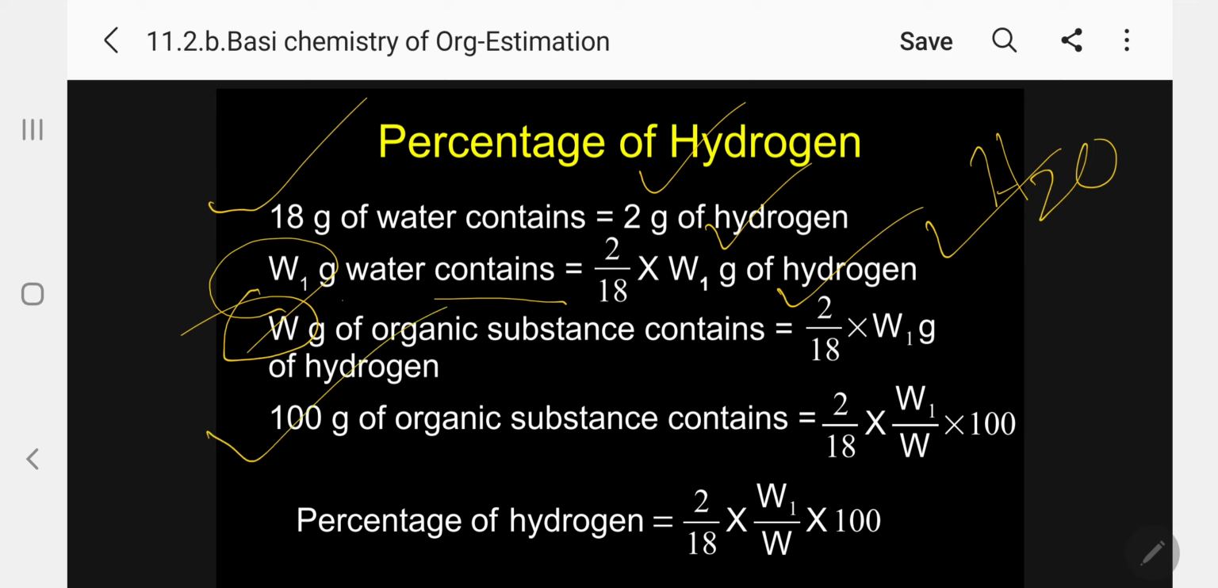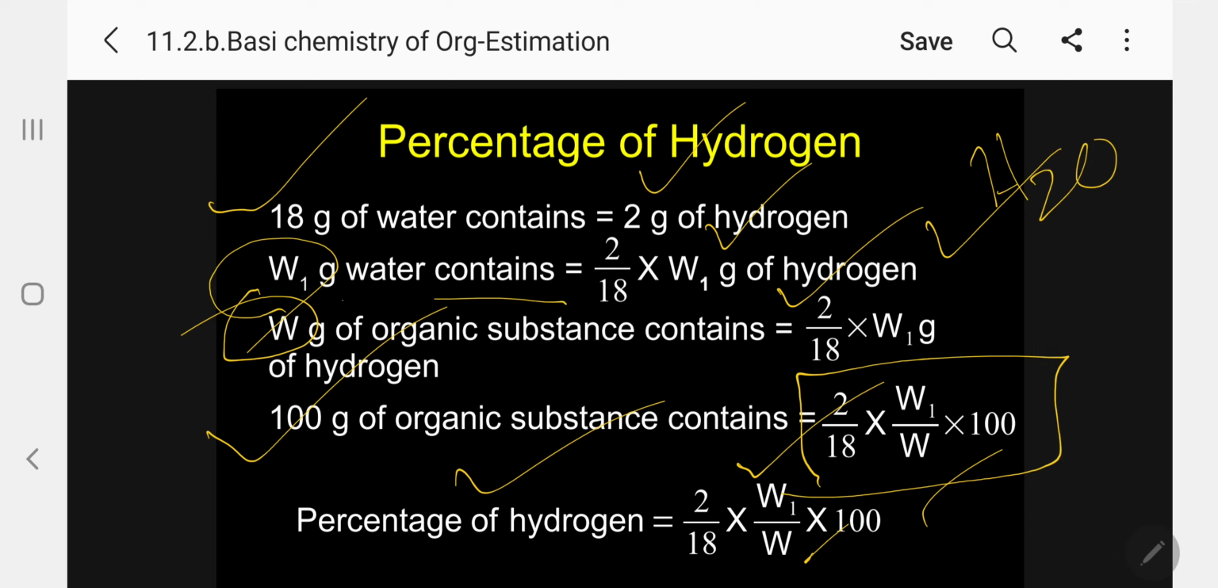So in 100 grams of organic substance, how much will be? This is the formula for percentage. Percentage of hydrogen is equal to, kindly follow, 2 by 18 into W1 by W into 100. W1 is the amount of water formed, W is the amount of organic substance used. That is multiplied by 100. This way you can calculate the percentage of hydrogen.